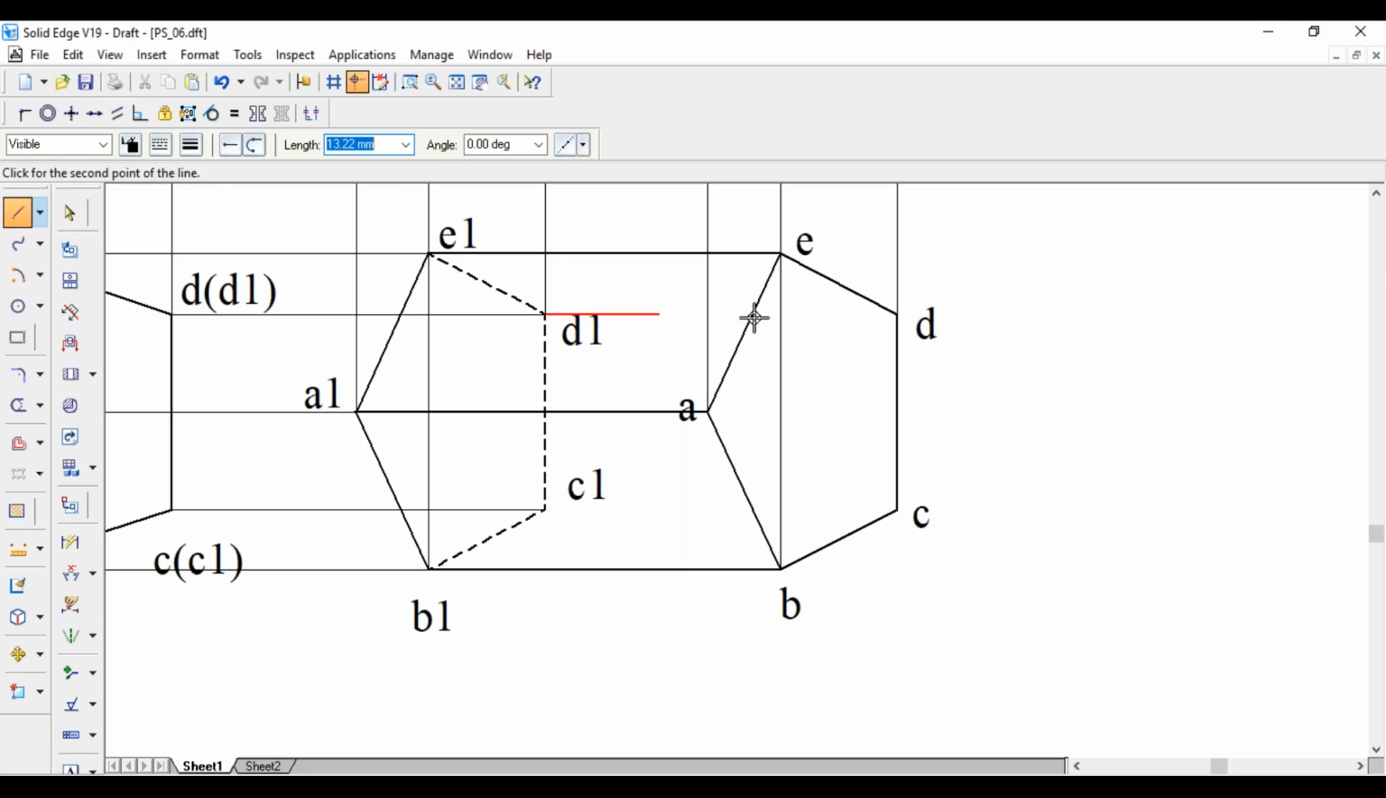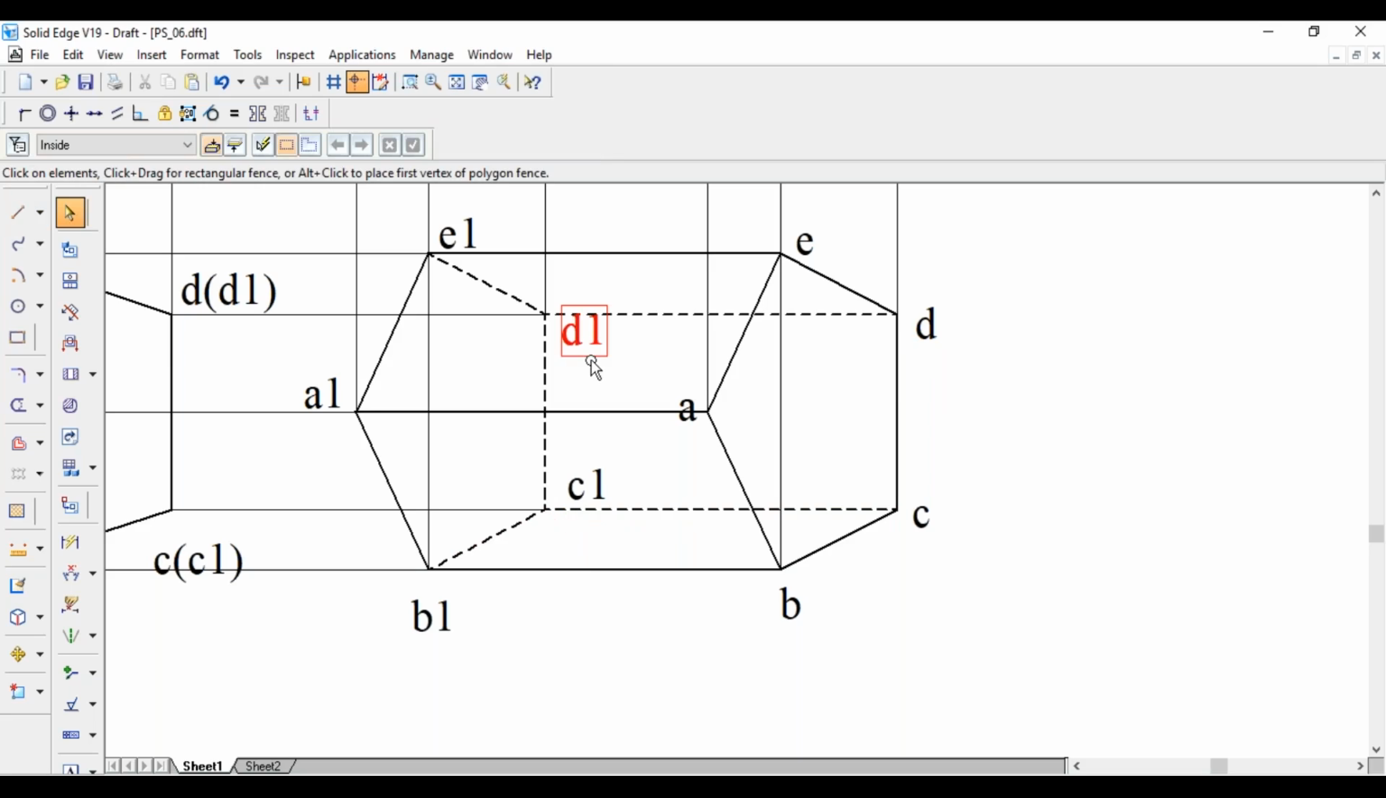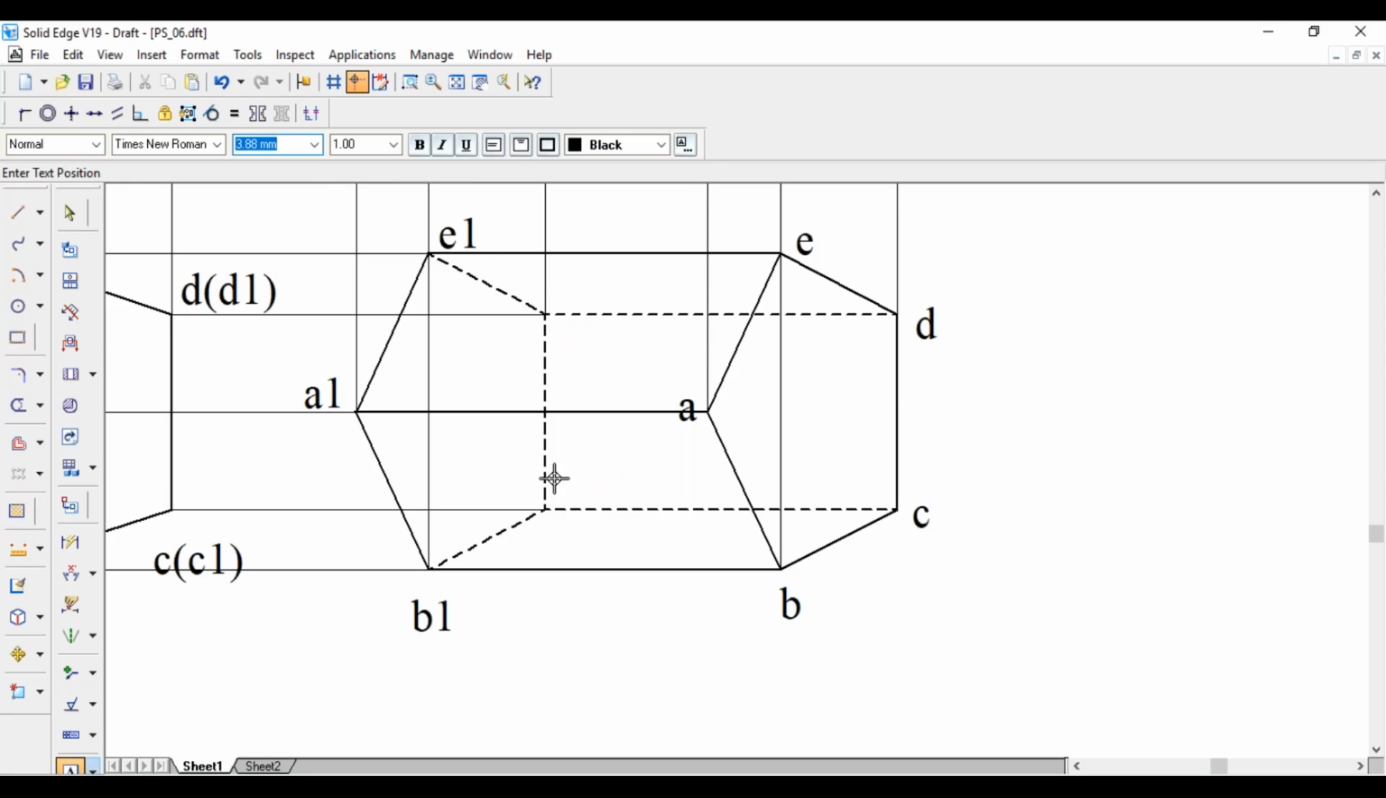So D1 to D, dotted line. Similarly, C to C1, dotted line. As C1D1 consists of three dotted lines, these two are visible, invisible. Show those two in the bracket. So this is in the bracket C1. Similarly, this one is in the bracket D1.